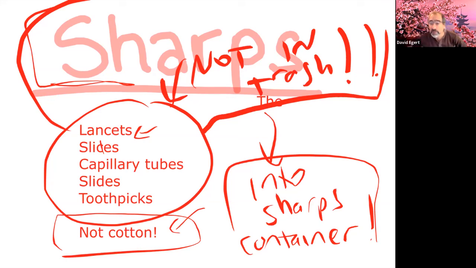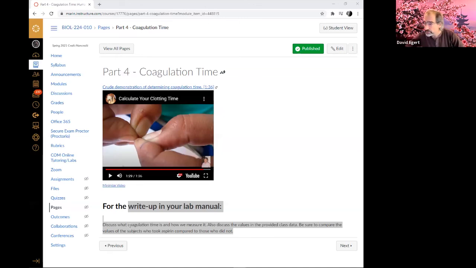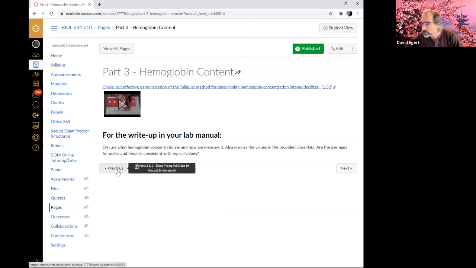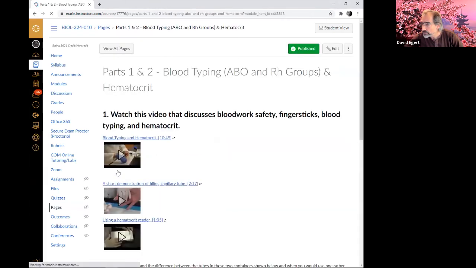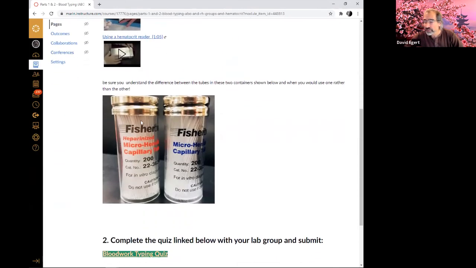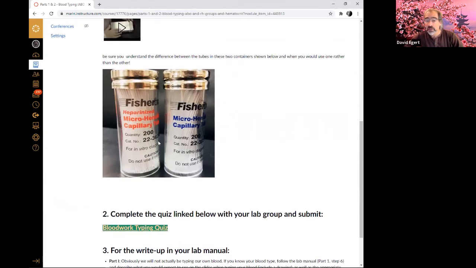All right, so what I would like people to do right now, I'm going to share screen. After we're done with this, you can watch this material about blood typing and hematocrit. This shows what the two different kinds of capillary tubes look like. You should be aware of this. On a lab exam, I could ask you which one you would use, the one on the left or the one on the right, if you're doing hematocrit.